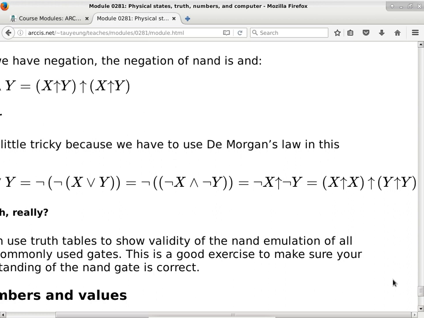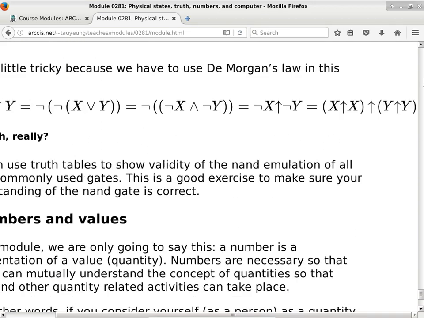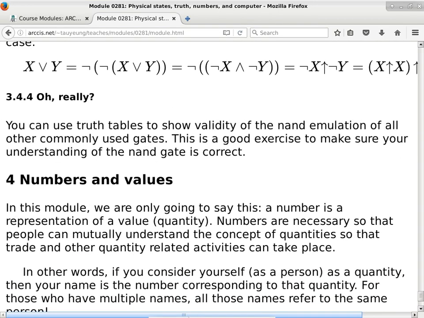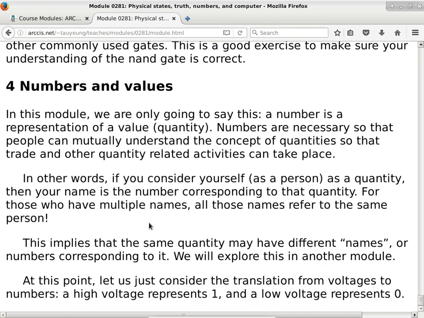No questions? All right. So if there are no questions, we are going to move on to the next topic, which doesn't seem to be very important. It starts with numbers and values. Okay. So this module doesn't really go too deeply into what numbers are and what values are, but they are different. Numbers are representations of values.